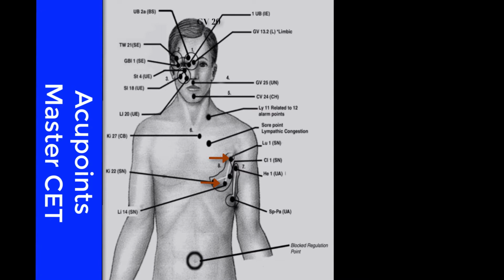Point 8 has 2 points. It's below the left nipple, and the other one is the lung point. It's the shoulder crease of the left shoulder.